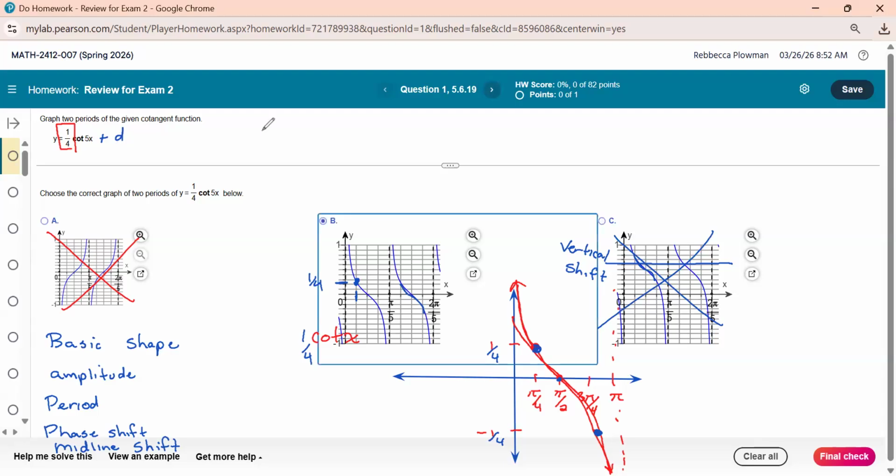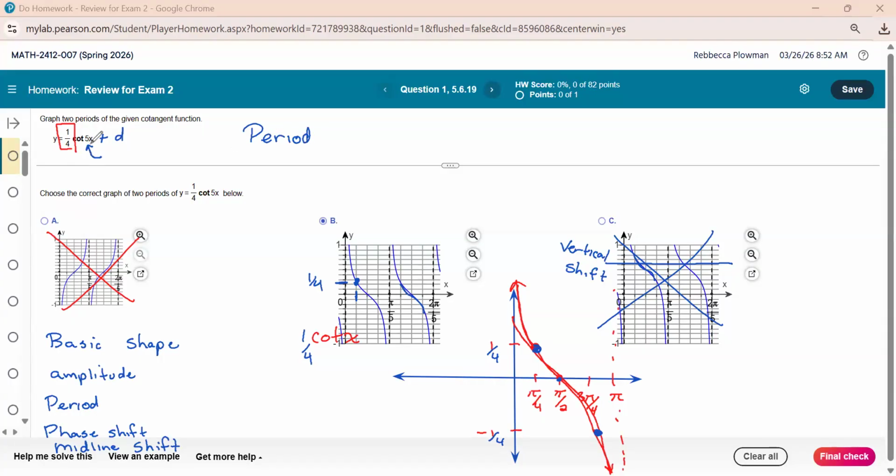Another thing that we could look for to help us out maybe is to look at period. If you remember before, it's this number on your x. We call that the B that controls period. So period for cotangent and tangent is pi. So for this function here, my period is going to be pi divided by b, not 2 pi. So that would be pi divided by 5. And what we see is this does have a period of pi divided by 5. Unfortunately, so does this one.